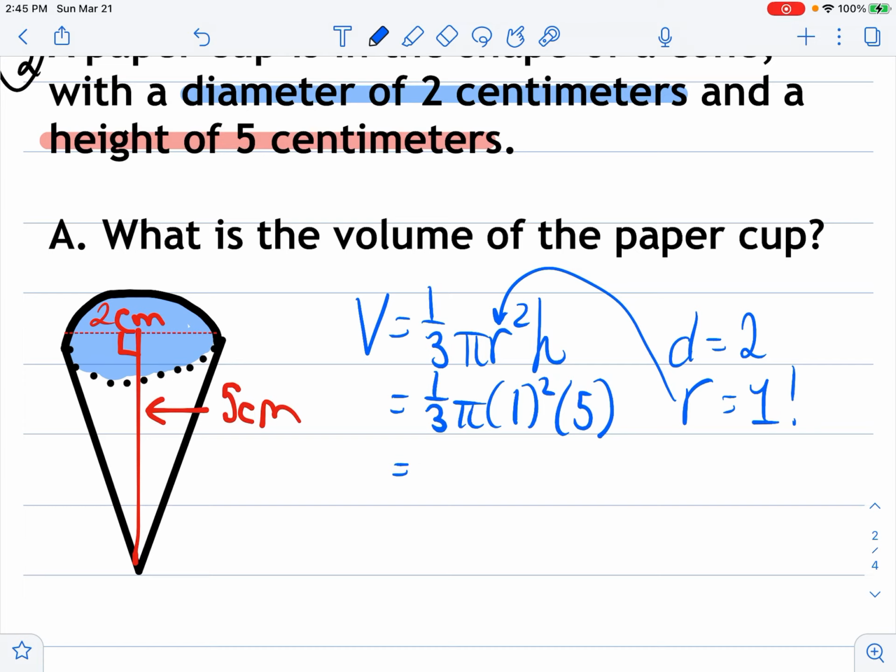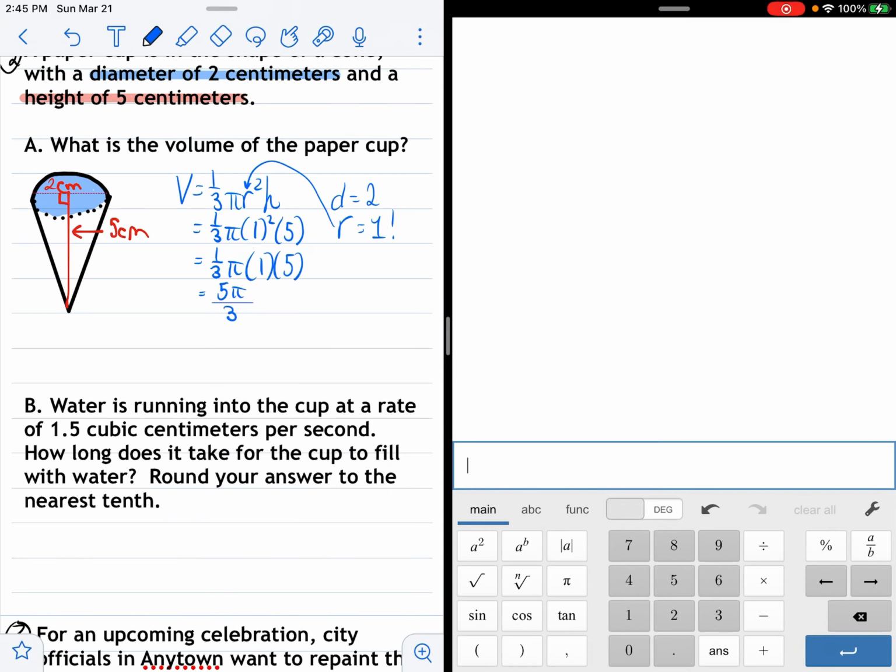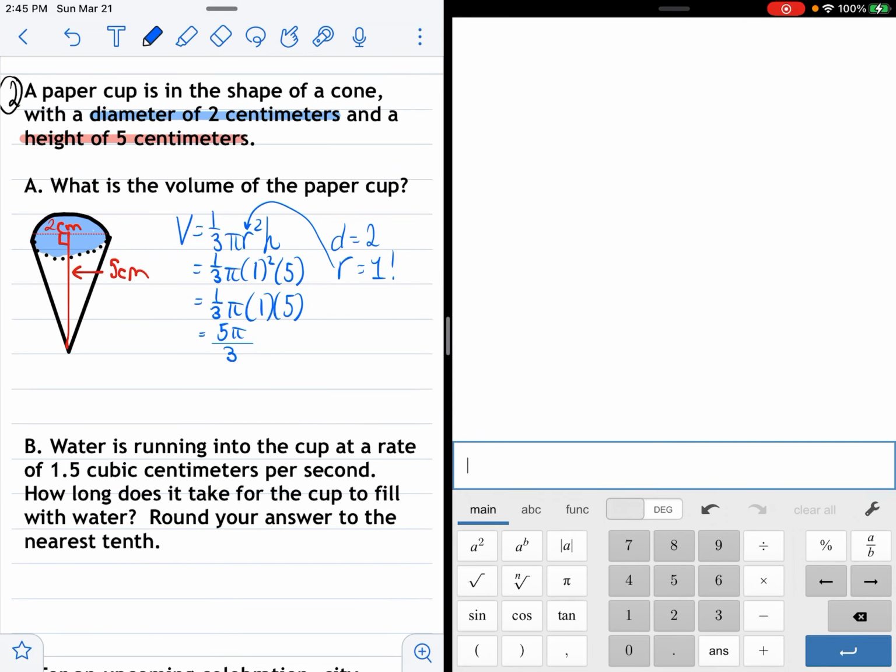Okay, so 1 squared is 1, so we have 1/3 times pi times 1 times 5. So this becomes 5 pi all divided by 3. Okay, I'm going to go ahead now and go to the calculator. Okay, and then we'll also finish problem B in this view also. So I have 5 pi divided by 3, and I get a final volume of this cup of 5.24 centimeters cubed.